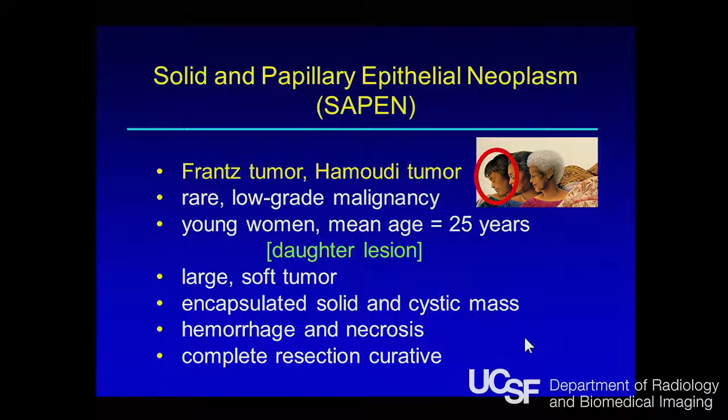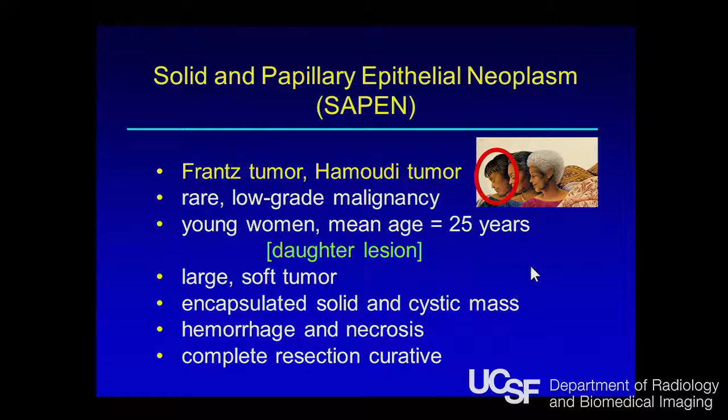All right, moving on to the solid and papillary epithelial neoplasm, also termed the Sapin tumor. In the literature, you'll see this referred to as the Franz and the Hamoudi tumor as well. These are uncommon but low-grade malignancies. They tend to occur in younger women with a mean age of 25, so this has been referred to as the daughter lesion. They tend to be fairly large and pliable tumors. They do have a capsule.